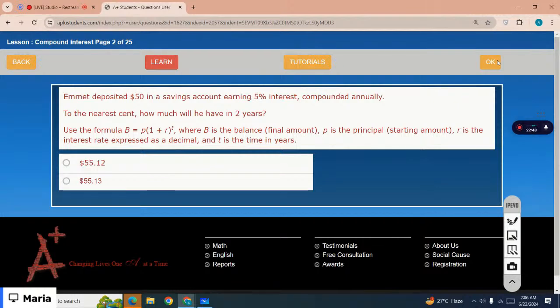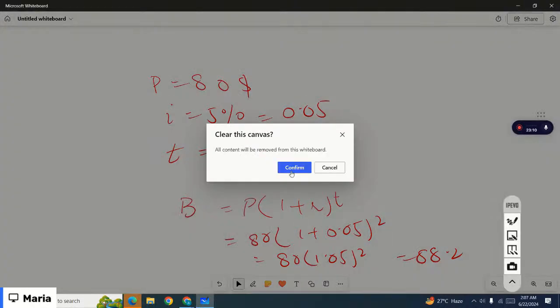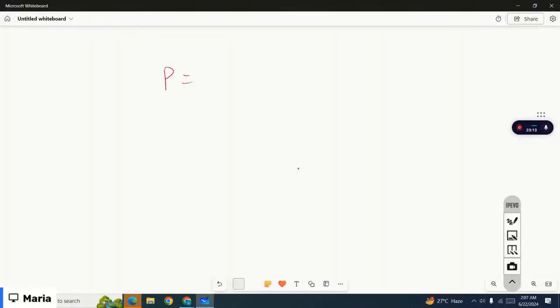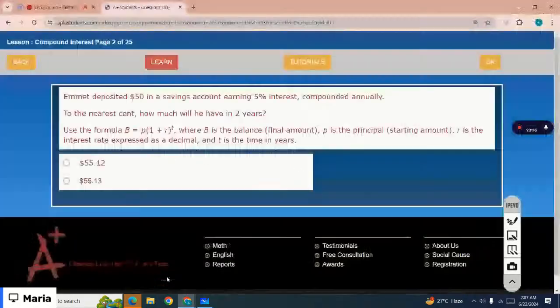Amit deposited $50 in a savings account, earning 5% interest compounded annually. To the nearest cent, how much will he have in 2 years? So you are given the principal amount, that is $50, the interest rate, that is 5%, and you have to calculate the amount after 2 years. Principal amount is $50, interest rate is 5%, that is 0.05, and the time period is 2 years.